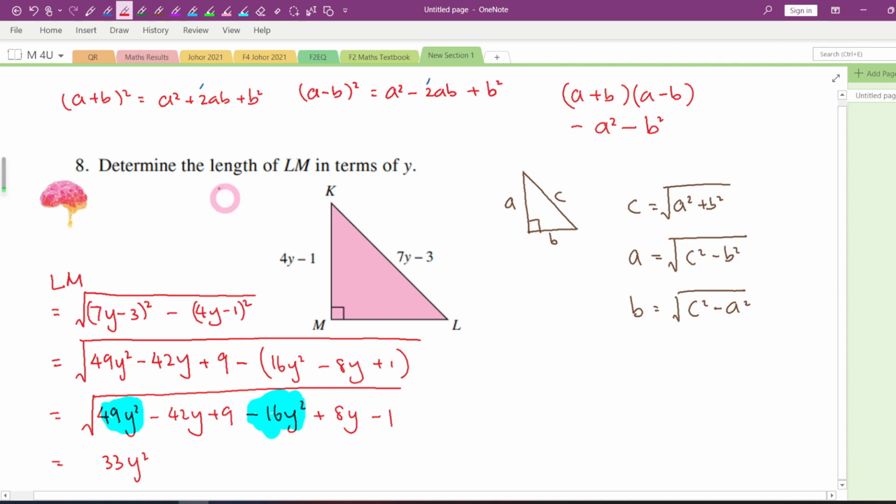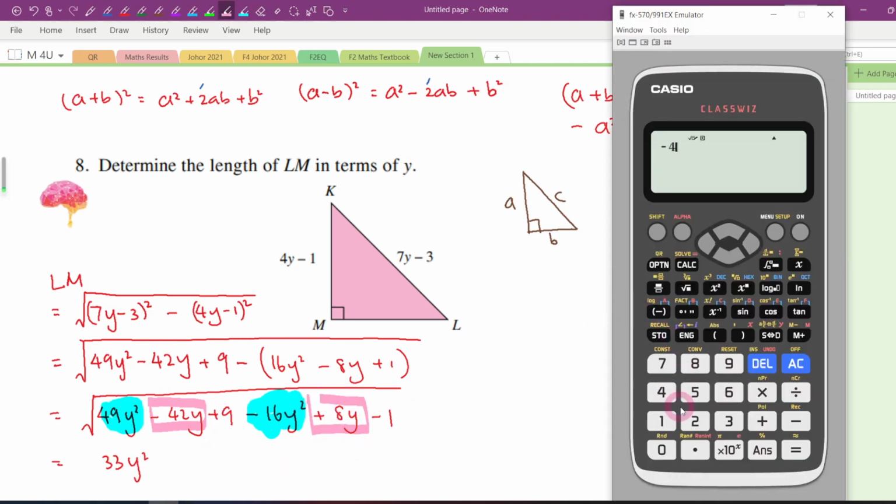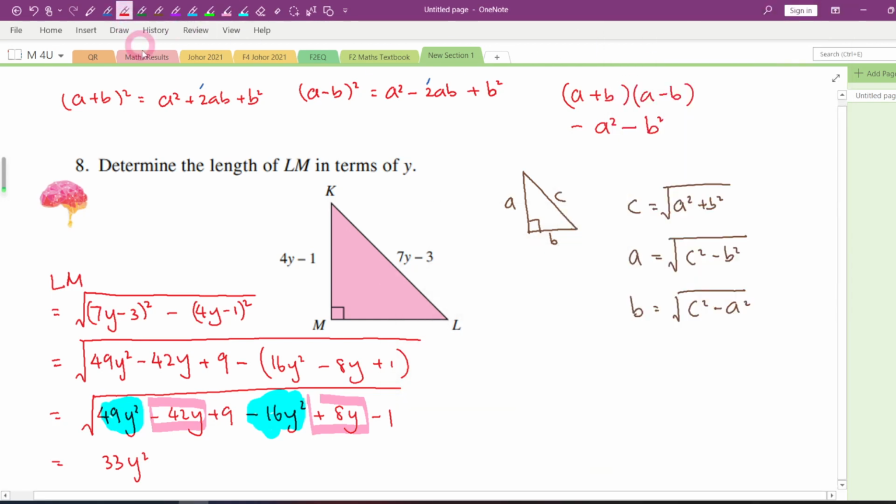Now how about we have this. Okay, if you want to press the calculator, negative 42 plus 8. Negative 34, minus 34. And don't forget the y. So 9 minus 1, you get 8. Okay, and don't forget to write the square root sign. Let me check the answer. Okay, correct. So this is the answer for question number 8.